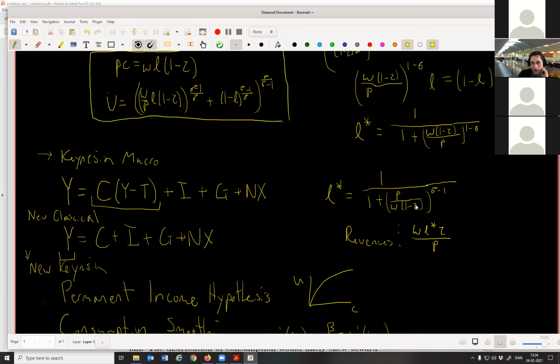Now notice here that if sigma is greater than one, then as we raise tau, without any ambiguity, L star is going to go down. In fact, when tau is equal to one, you can see here that this term is going to go to infinity, which means that this denominator here is going to be infinite and L star is going to be zero. If L star is zero, revenues are zero. So when we raise taxes, does the amount of revenues go up or down? Well, it depends. It depends how high taxes are.